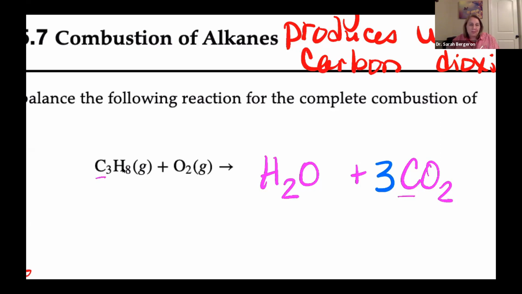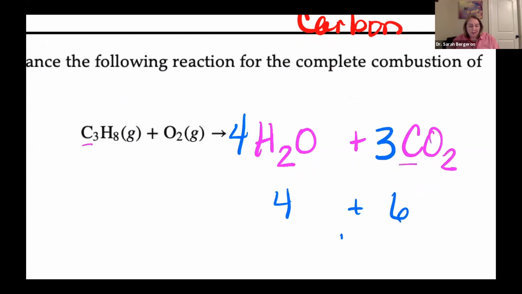Now I want to go to my hydrogens. This side has 8. This side has 2. That's not going to be enough, right? So how do I increase this side to 8? I'm going to put a 4. Now I want to look at my oxygens. If I total up my oxygens, on this side I only have 2 right here. But on this side I have 4 here, plus I have 3 times 2 is 6. 4 plus 6 is 10. So how can I get 10 on both sides? If I put a 5 here, 5 times 2 is 10. So 10 is equal to 10, so it's good. Double check and look through and make sure that all your atoms are balanced.